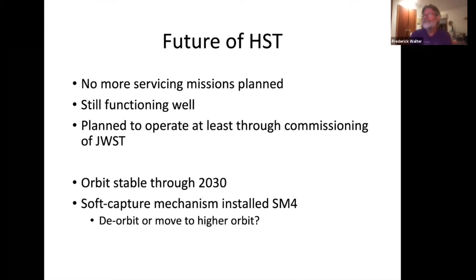So the soft capture mechanism that was installed will allow NASA to attach a rocket to the back of it and either deorbit it into the South Pacific or move it into a higher parking orbit where it can be recovered later on. There's always been talk about, let's put it in the Smithsonian. It's been such a wonderful instrument, but that's a ways off.